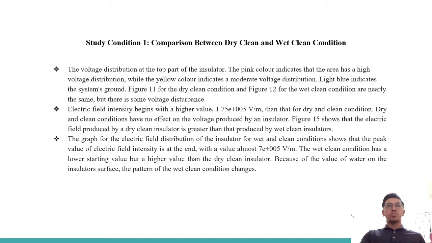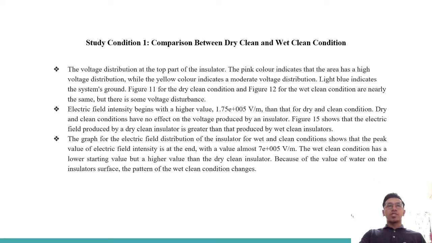First, the voltage distribution at the top part of the insulator: the pink color indicates that the area has a high voltage distribution, while the yellow color indicates a moderate voltage distribution. Light blue indicates the system ground. Second, the electric field intensity begins with a higher value. The dry and clean condition has no effect on the voltage produced by the insulator. Figure 50 shows the electric field produced by a dry clean insulator is greater than that produced by a wet clean insulator.